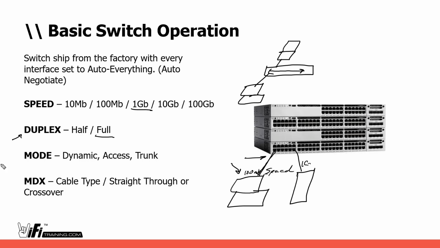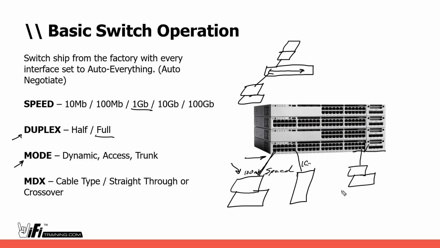Now the other thing that switches do with each access interface, and really all interfaces, I keep saying access, and remember these are our access, these are our uplinks. They can really be used for anything. That's a moot point right now, but they auto detect mode. The mode could be dynamic, access, or trunk. By default, switches are going to auto everything, so they're going to try to determine, is this a computer that's plugged in here, or is it another network device that I might need to set up a trunk with?